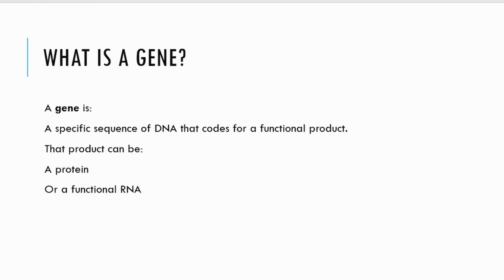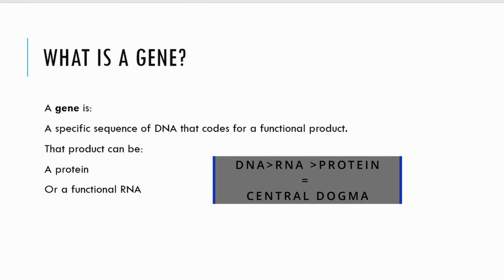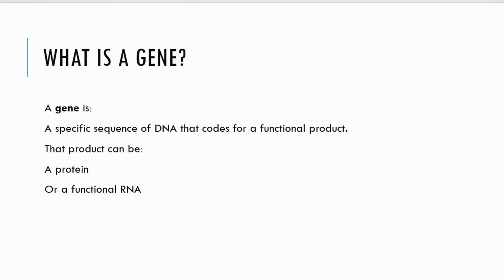Now what is a gene? A gene is a sequence of DNA that produces another nucleic acid, RNA. In protein coding genes, that RNA in turn codes for protein. So this flow of information from DNA to RNA to protein is called the central dogma. Remember, this flow of information cannot be reversed.